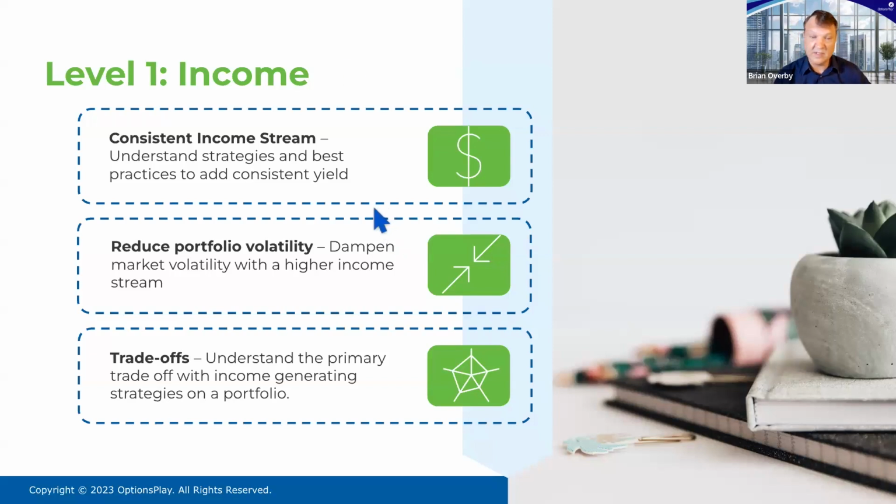And with that said, understanding the best practices to doing these types of trades is a very important thing to grasp inside that portfolio of stocks. Very much so, across the board. All right, so reduce portfolio volatility. We can do that by dampening with higher income streams. So if we're bringing in premium above and beyond any dividends the stock might pay, that can definitely help with the dampening of the volatility and the risks that are involved inside your stock portfolio.